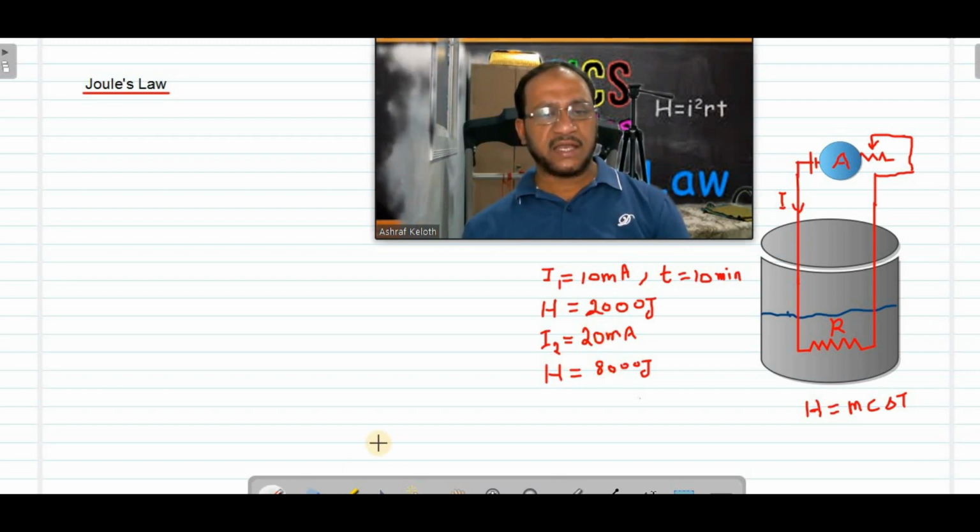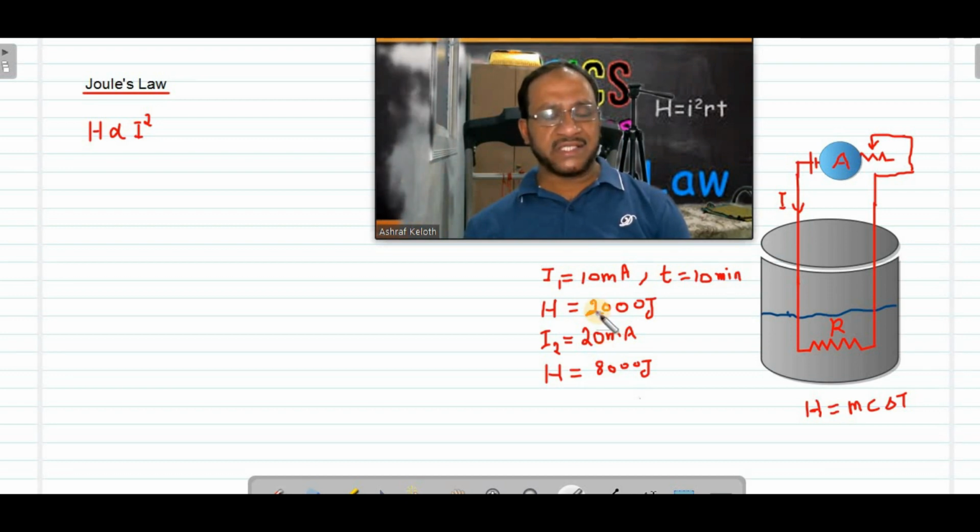Yes. Now see, I am writing here the first result we obtained: the heat energy produced in that resistor, H, is directly proportional to what? Square of the current. So directly proportional to the square of the current. What is the meaning of that? When you double the current, heat energy becomes 4 times.